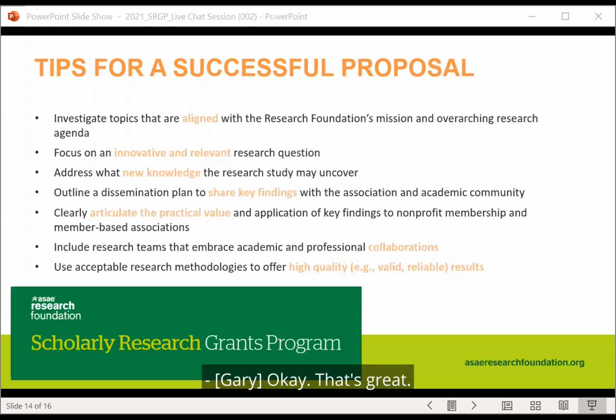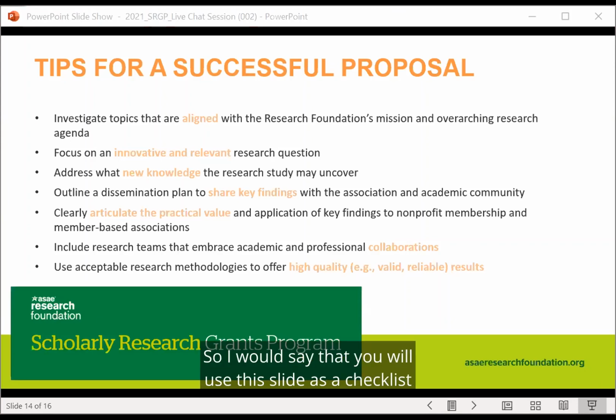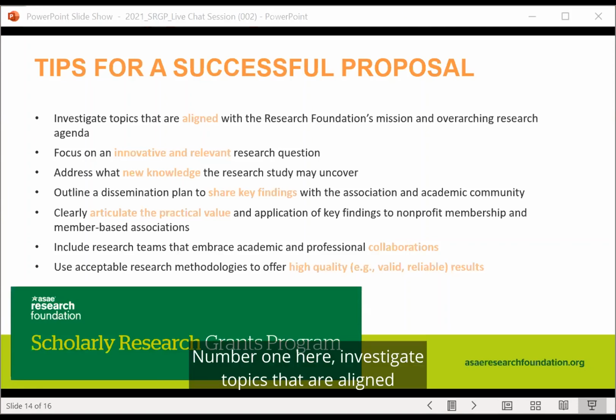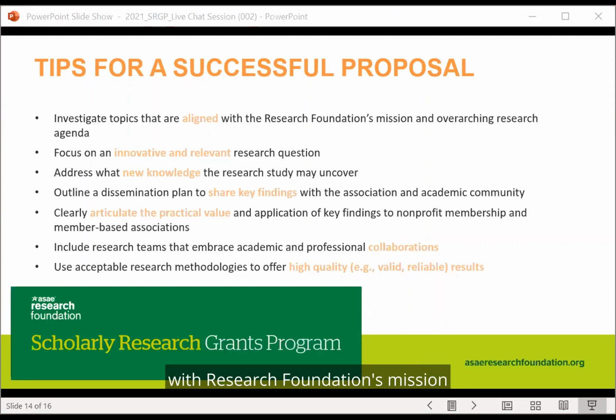Okay, that's great. So I would say that you would use this slide as a checklist when you're looking at your proposal. Let's go through these things, because I think they're very important. Number one here: investigate topics that are aligned with the Research Foundation's mission and overarching research agenda.